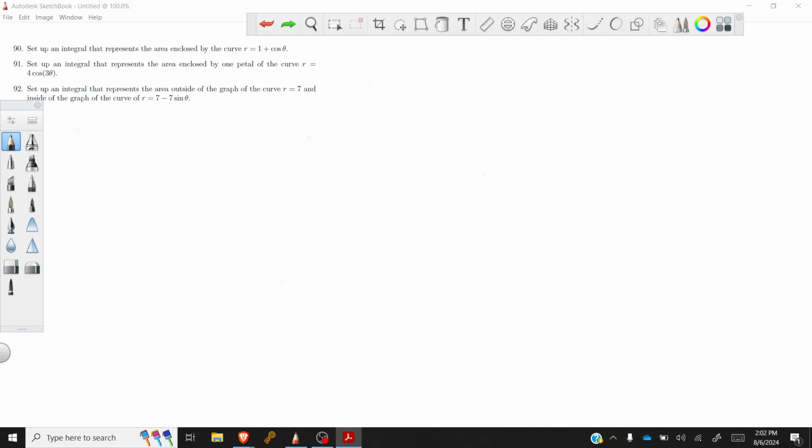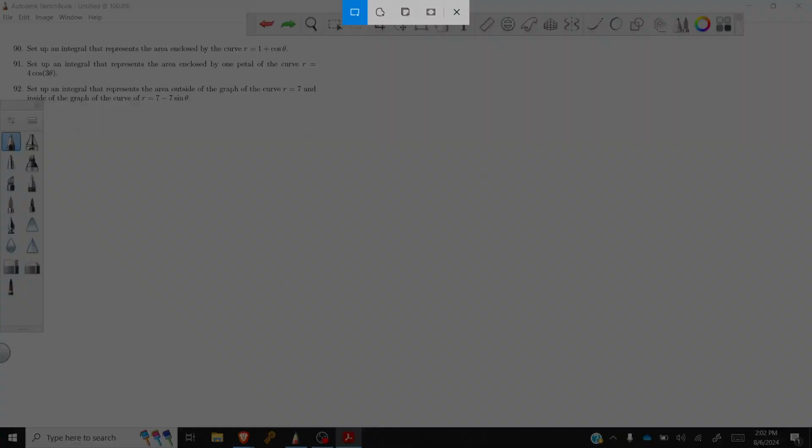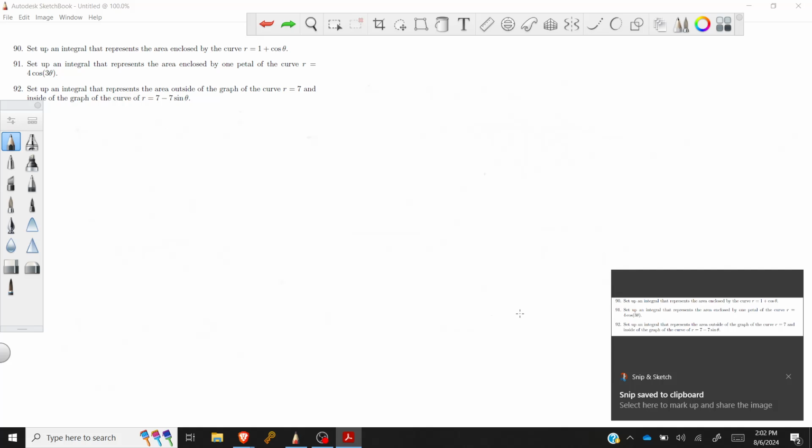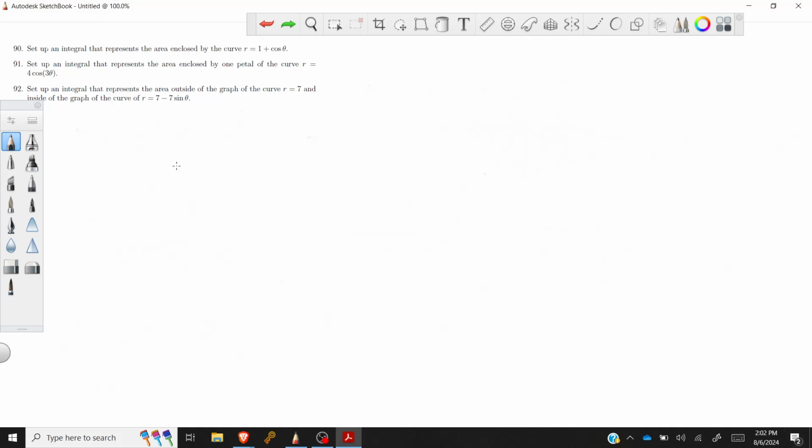So we're going to look at finding area of polar equations. We'll get through some of these pretty quickly, I suppose. I already have the image here. So we're going to look at this first one.